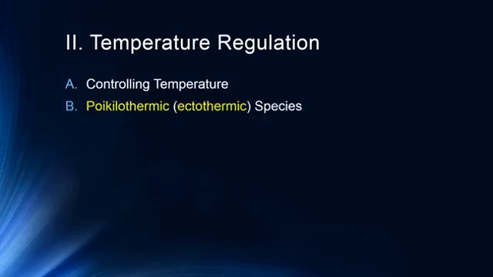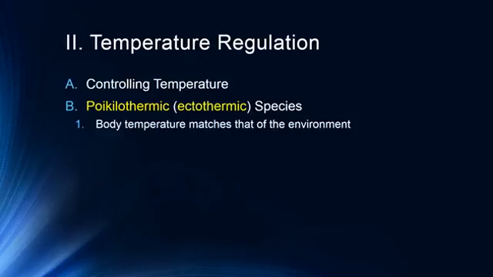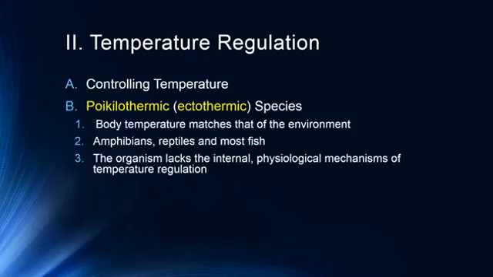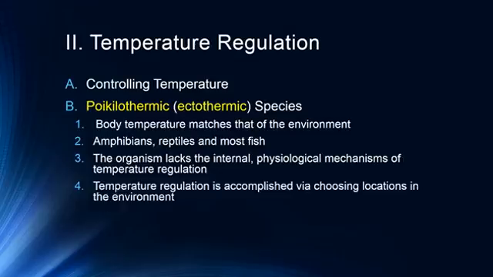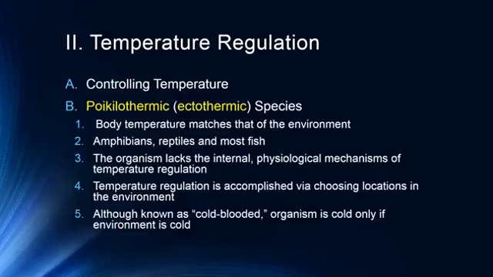So we'll first talk about poikilothermic or ectothermic species. These are species whose body temperature matches that of their environment. So amphibians, reptiles, and most fish. These species lack the internal physiological mechanisms of temperature regulation, and so simply take on the temperature around them. So temperature regulation is accomplished by choosing locations in the environment. Snakes will come out and sun themselves. They'll find shade to get cooler. All they can do is change their environment to try to change their temperature.